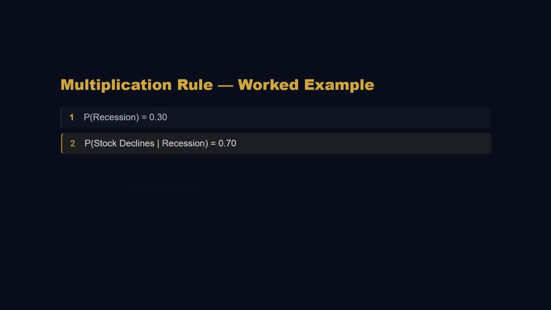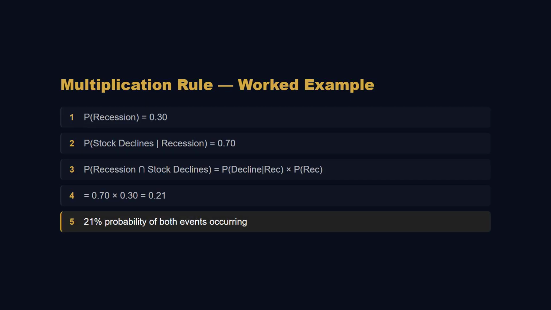Let us apply this. Suppose the probability of a recession is 30%, and the probability that a stock declines given a recession is 70%. What is the probability that we have both a recession and the stock declines? Step 1. Identify the pieces. P of recession is 0.3. P of stock declines given recession is 0.7.